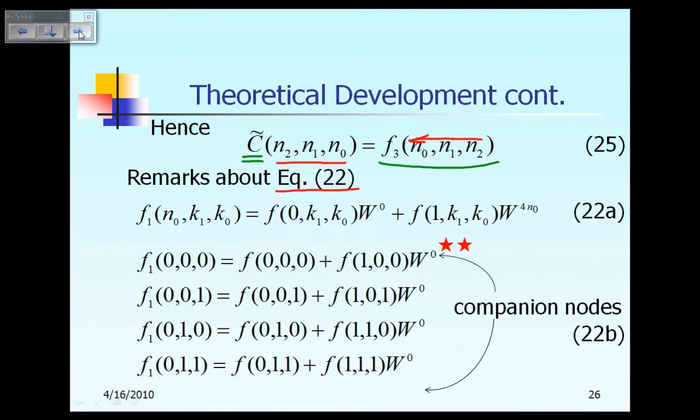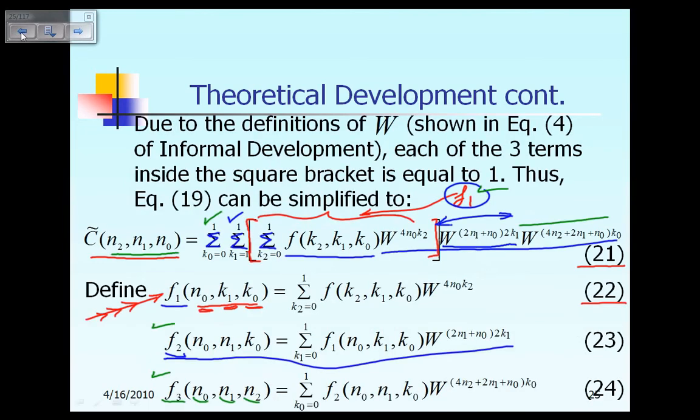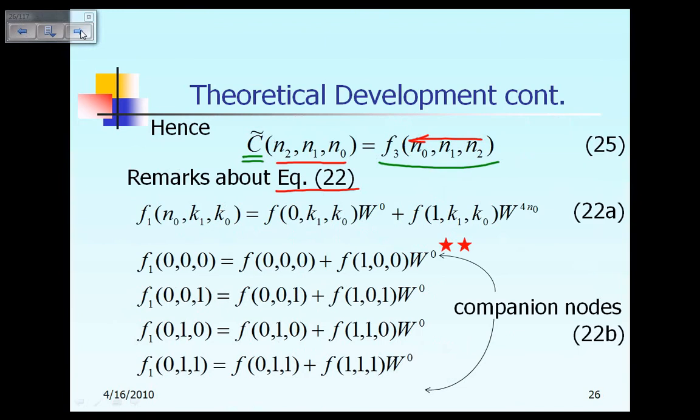If you look at equation 22, like I told you, and again, when you look at equation 22, notice one thing. In equation 22, you have to calculate F1 based on the value of n0, k1, k0. All right? So you see, in equation 22, you're supposed to calculate F1 depending on the value of n0, k1, k0.